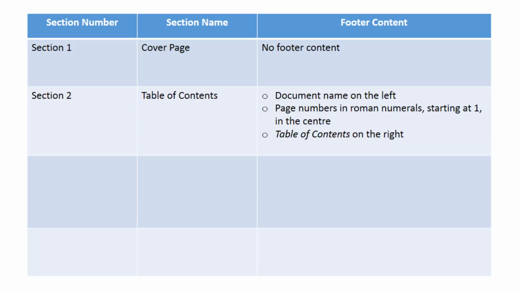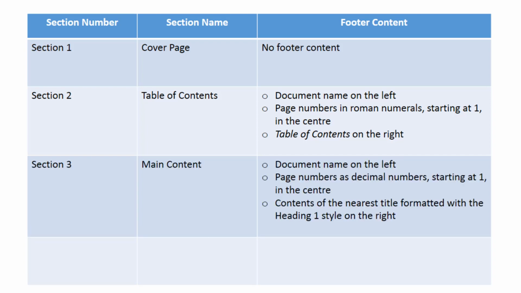The second section will be the table of contents, that will use a footer with document name on the left, page numbers as Roman numerals, in the center, and table of contents title on the right. The third section will be the contents section, that will use a footer with document name on the left, page numbers, as decimal numbers, in the center, and the contents of the nearest title, formatted with the Heading 1 style, on the right. The fourth section will be the back cover, that has no footer.